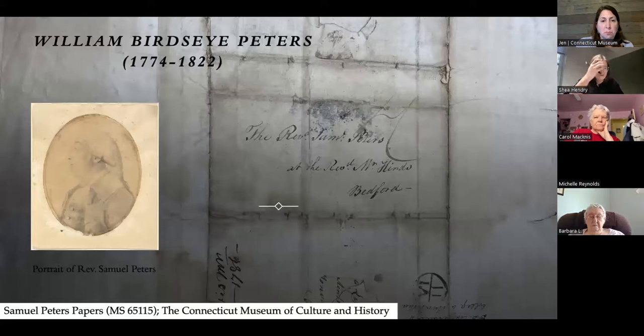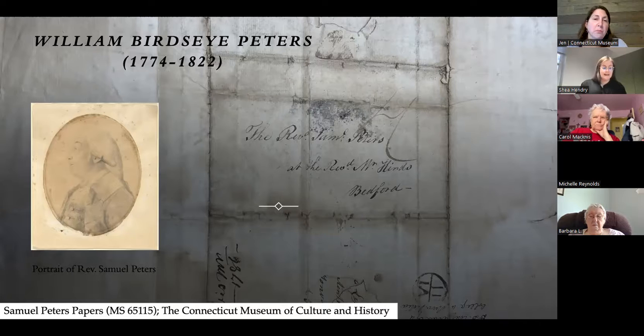So I'll leave you with one last example that has greater connections to Connecticut and is quite interesting in and of itself and pulls us away a little bit from sailors. But that is William Birdseye Peters. Again, this is his father pictured, not him. But he was the son of Reverend Samuel Peters, who left for London in 1774, so the same year that William was born.